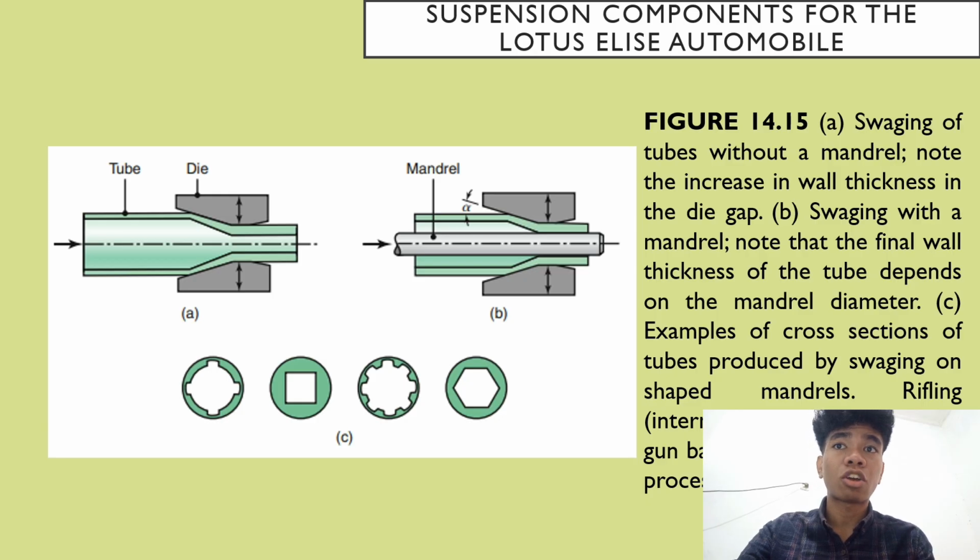Next is swaging with and without a mandrel. In Figure 14.15, this slide compares swaging with and without a mandrel. Using a mandrel helps control tube wall thickness and allows the creation of internal shapes such as rifling in a gun barrel.